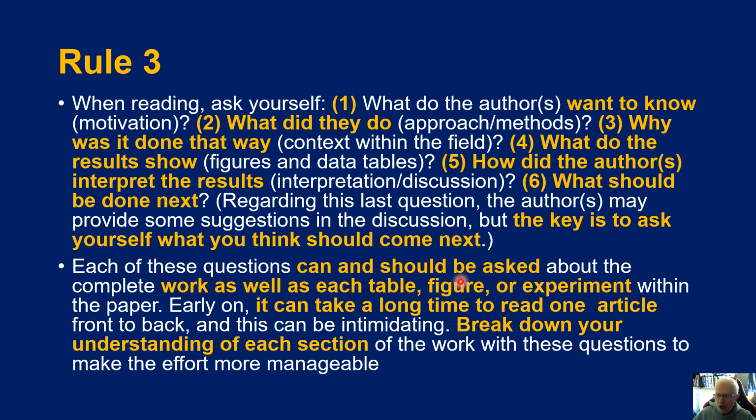Now, rule 3, I think, is fundamentally the most important rule to remember. And if you follow this, I think actually reading papers becomes much, much easier. So, rule 1, ask yourself this. What do the authors want to know? What was their motivation? What was their aim for their study? What was their hypothesis? Rule 2, what did they do? What were their approaches? What were their methods? How did they go about meeting their motivation, meeting their aims?